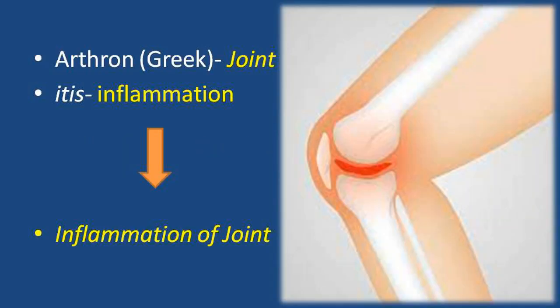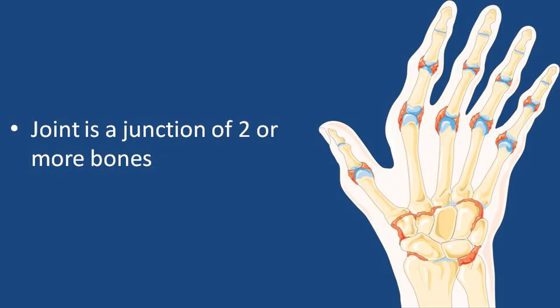Do you know about arthritis? Arthritis came from the Greek word arthron, which means joint, and itis means any type of inflammation. So, arthritis means inflammation of joint. Now let's know what a joint means. A joint is a junction of two or more bones.